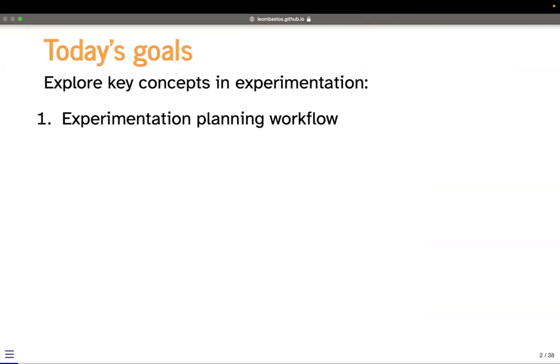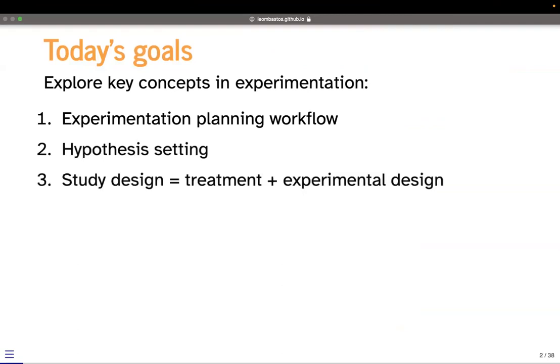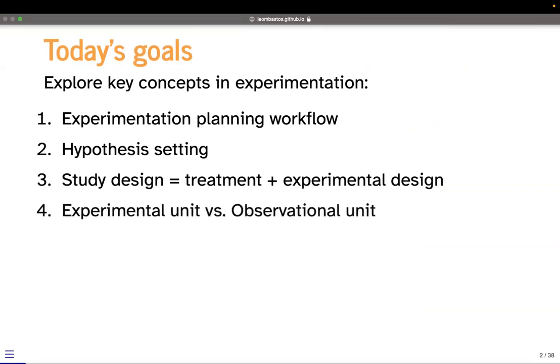So in this presentation, we're talking about an experimentation planning workflow, hypothesis testing, and a study design that's made up of treatment and experimental design. This is, again, a very important distinction because they do have different purposes, as we're going to see in more detail today. This concept of experimental unit versus observational unit is another very important concept because this is going to determine if you have true replication or if you're doing subsampling, which impacts the model you run, the standard errors you get and the p-values you get. So basically it impacts all of your analysis results.